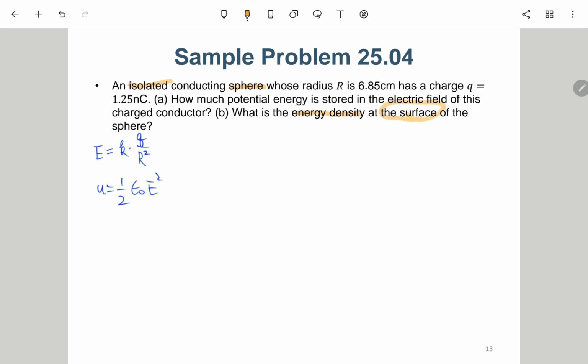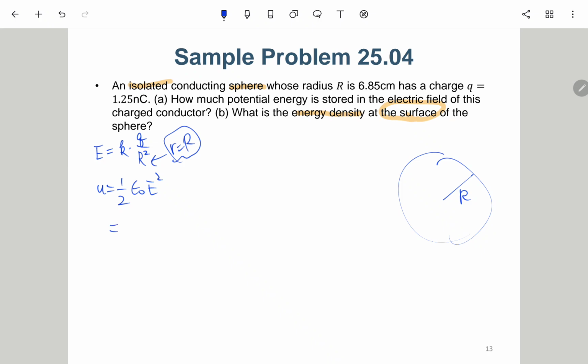So we only consider R equals capital R part. So the surface is here, this is R. So this is like a surface energy density.